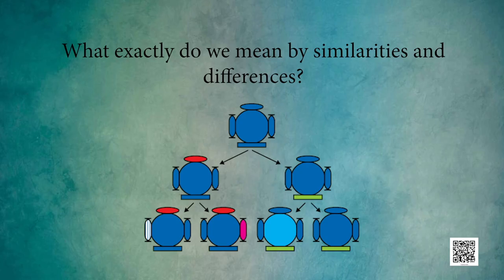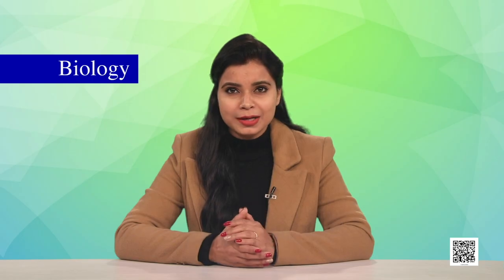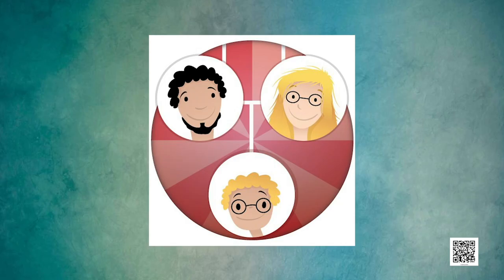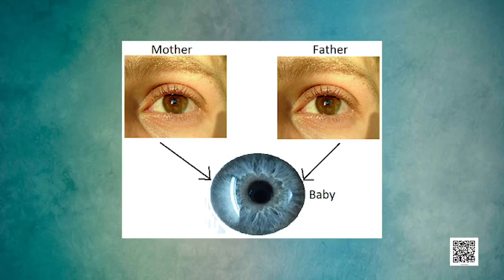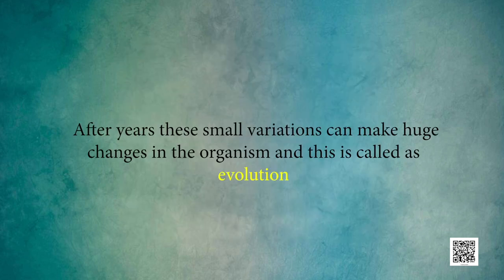What exactly do we mean by similarities and differences? We know that a child bears all the basic features of a human being. However, it does not look exactly like its parents, and the human population shows a great deal of variation. For example, we all have two eyes like our parents, but the color of the eye can be different from our parents. After years, these small variations can make huge changes in the organism, and this is called evolution, about which we will discuss later.